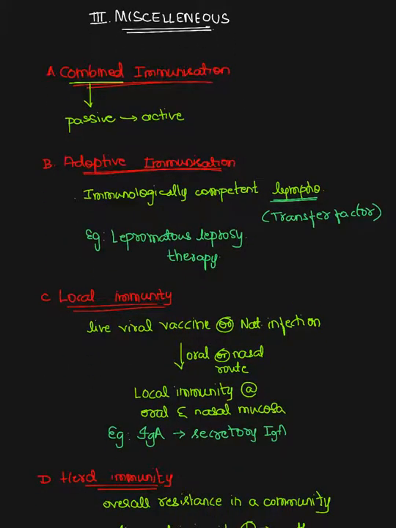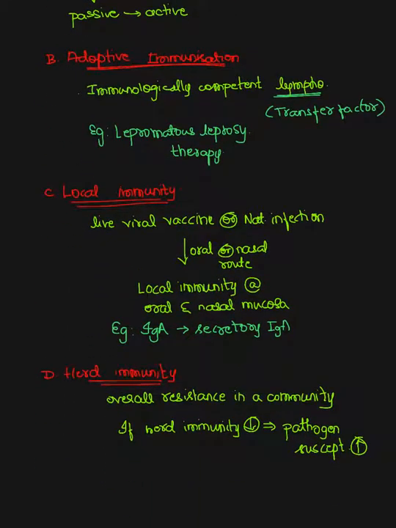Coming to the third one, that is local immunity. Local immunity means that the live viral vaccine or natural infections introduced through the oral or nasal route can cause the development of local immunity at the oral and nasal mucosa. For example, the IgA, particularly the secretory IgA, is produced locally by the plasma cells, which are in turn produced by the B lymphocytes.